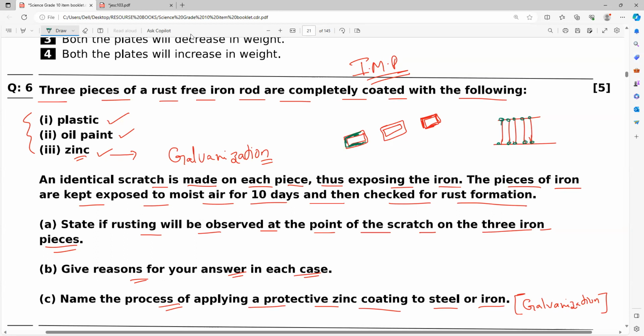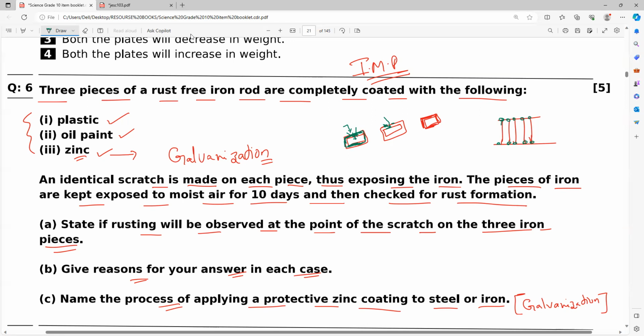So plastic, if it is completely covered, will protect from corrosion. But if there is a scratch, it will never prevent the supply of oxygen, so oxygen will reach the iron and it will start corroding. And if I take oil paint also, the region where it is damaged or scratched will definitely allow the oxygen, so that it will corrode.